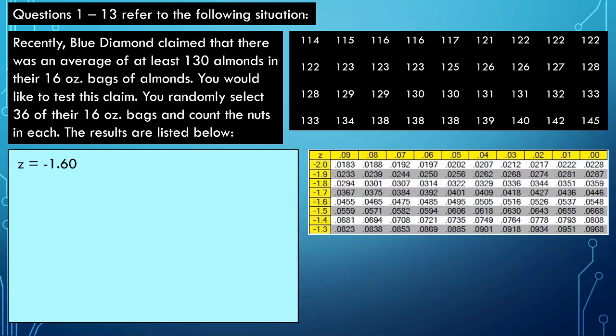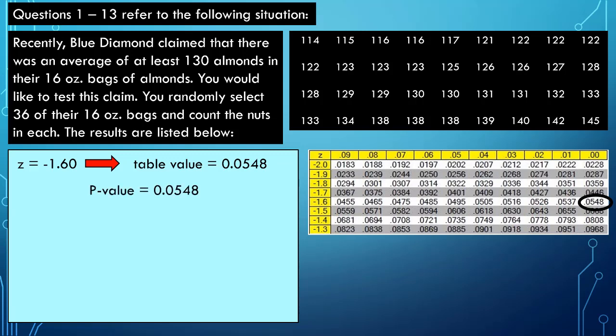We find negative 1.60 has a table value of 0.0548. Now, we say table value because sometimes the p-value is the table value. Other times, the p-value is 1 minus the table value. And in other situations, it's double the table value. So we need to know which situation we're in here. This is a left-tailed test. And in a left-tailed test, the table value is the p-value.